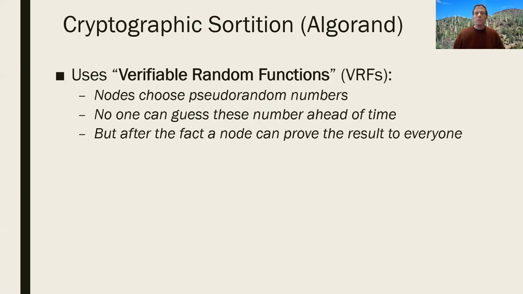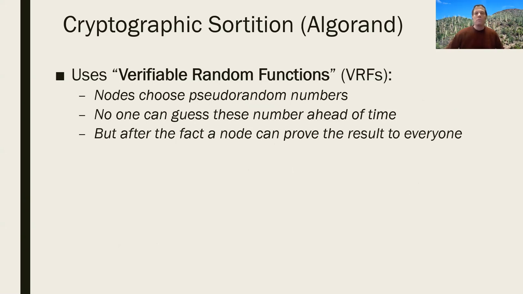So this is one example. The other example is the leader election in Algorand that uses this notion of cryptographic sortition. And the cryptographic tool underlying it is a verifiable random function. So I'm going to spend one slide talking about it.